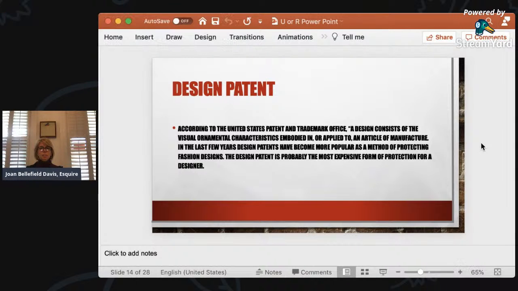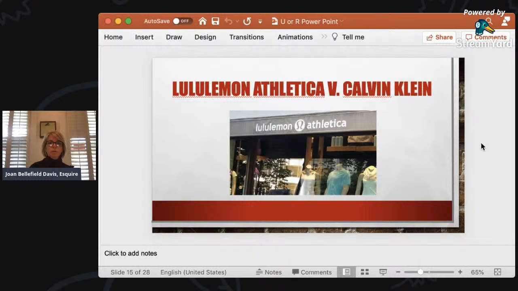According to the United States Patent and Trademark Office, a design consists of the visual, ornamental characteristics embodied in or applied to an article of manufacture. In the last few years, patents have become more popular as a method of protecting fashion designs. The design patent is probably the most expensive form of protection for a designer.